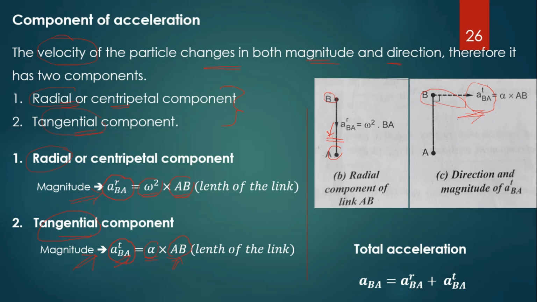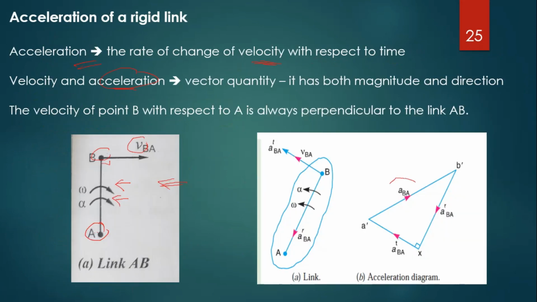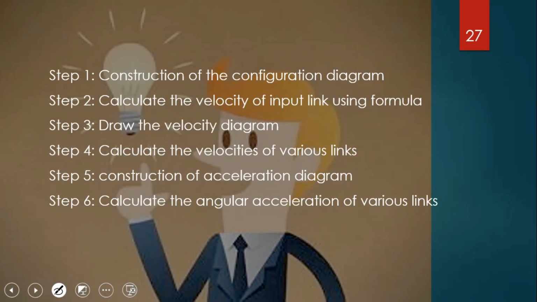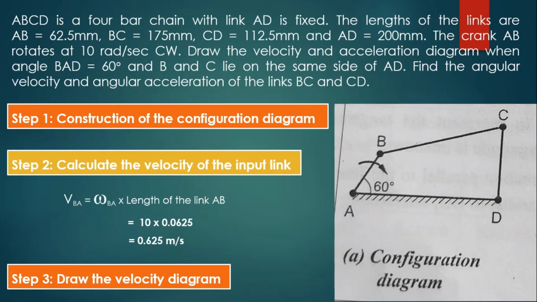Now the total acceleration of the corresponding link BA is the addition of the acceleration of the radial component and the acceleration of the tangential component of the corresponding link. So the acceleration of BA is equal to the acceleration of the radial component of BA plus the acceleration of the tangential component of BA. Before entering into the acceleration diagram, we should follow the steps. So now let us discuss a simple problem, how to draw the velocity and acceleration diagram.